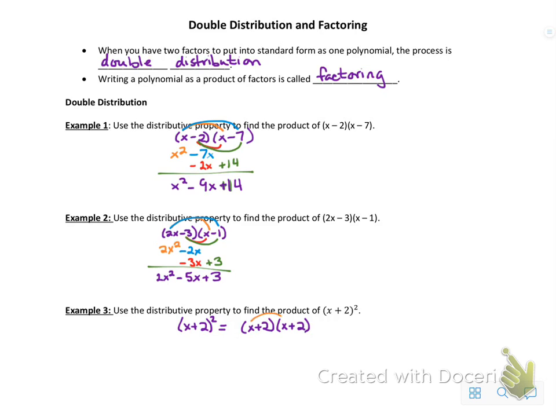So we have x times x, which is x squared again. We have x times that 2, so we have 2x. Then the 2, distribute that, so we have 2 times x, which is also 2x. And then we have 2 times 2, which is 4. Combine your like terms, and we end up with x squared plus 4x plus 4. So that's a refresher on how to double distribute.